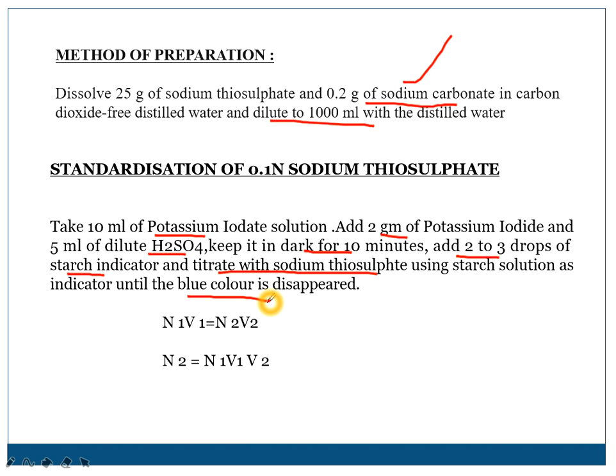And the normality can be calculated by the equation N1V1 = N2V2. N2 is the normality of the unknown sample, that is sodium thiosulfate. So N2 = N1 × V1 / V2.